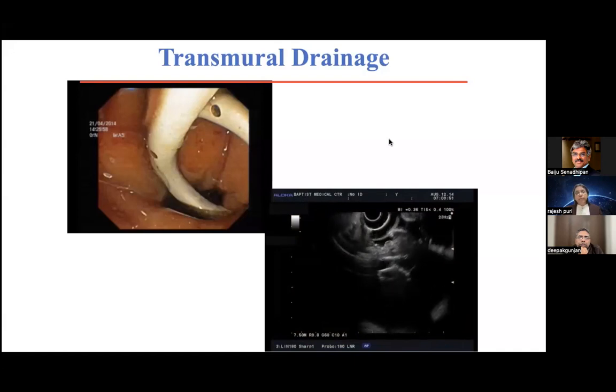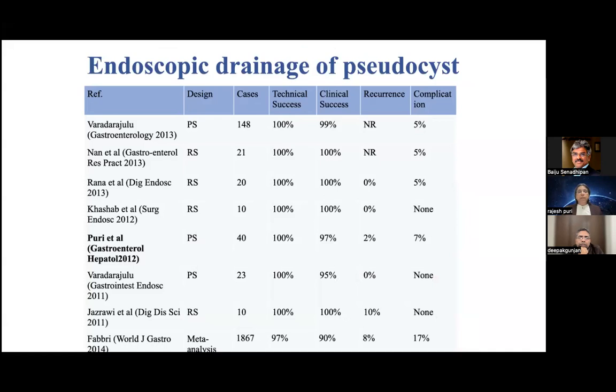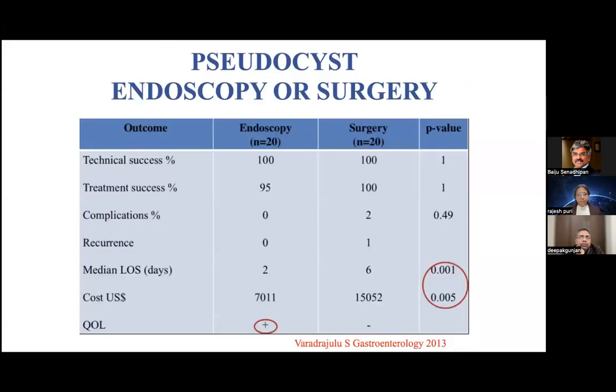And do it EUS-guided, not with the side-viewing endoscope. Look at the literature. I think the success rate is up to the tune of 95 to 100%. So I think for pseudocyst, the jury is out, surgical colleagues are not required, and endoscopic ultrasound-guided drainage is the standard of care.